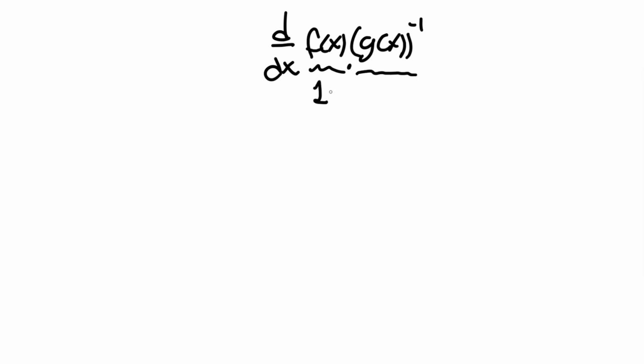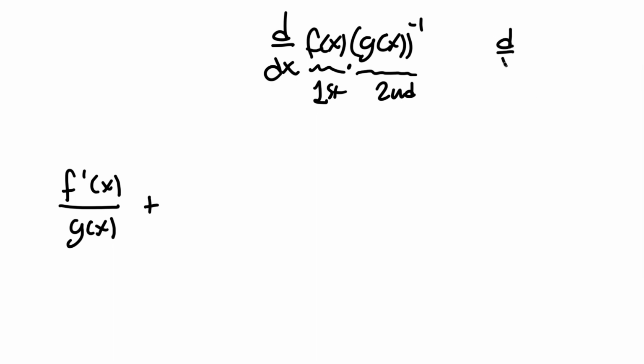So this is the first, this is the second function. So we'll do the derivative of the first, which is f prime, times the second, which is g of x to the minus 1, which is also 1 over g of x, right? Plus the derivative of the second. Now the derivative of the second is going to involve a few things, the power rule and the chain rule. So let's do that over here.